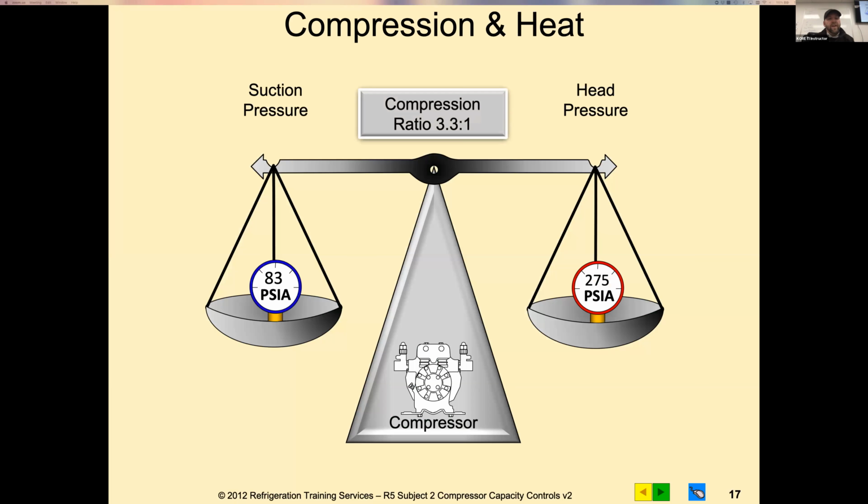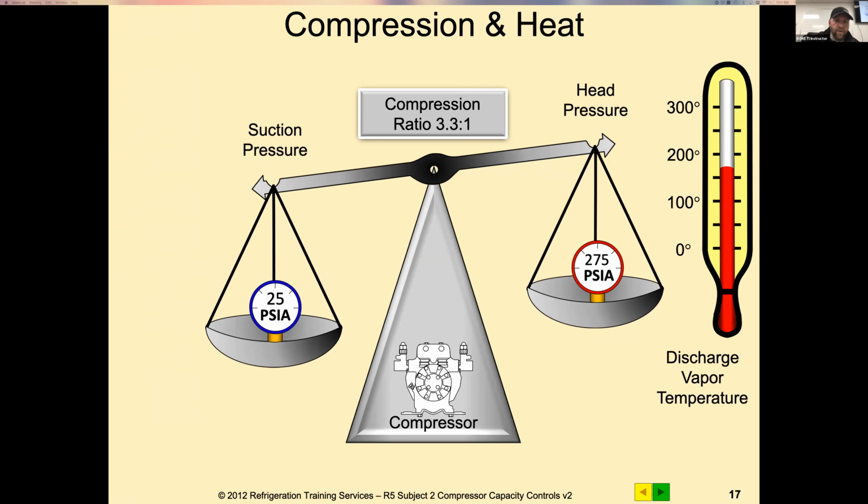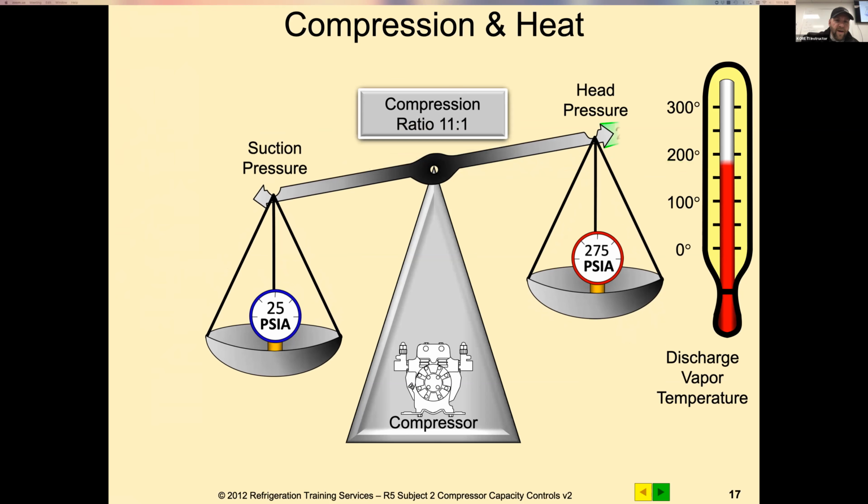So if you have 83 psi suction pressure and a 275 discharge pressure, you're running a 3.3 to 1 compression ratio. That's a very healthy compression ratio. So your discharge temperature is 175 at that point.